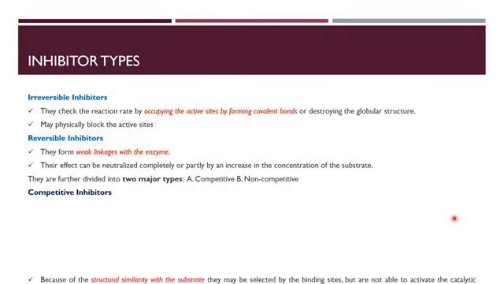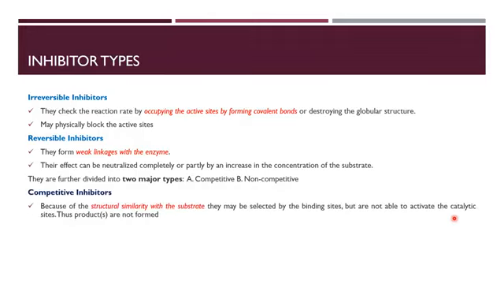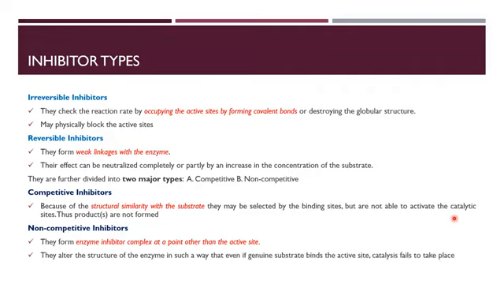Competitive inhibitors are those that have structural similarity with the substrate. So definitely an enzyme will recognize it, but it will not convert this competitive inhibitor into the product. Okay. And after that, non-competitive inhibitors. They do not have any structural similarity with the substrate. They bind at another site on the enzyme, and they change the structure of the enzyme in such a way that if a genuine substrate tries to bind with the enzyme, it is not going to bind so as to be converted into the product.